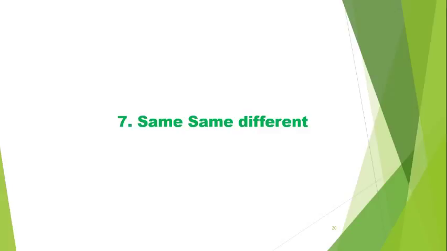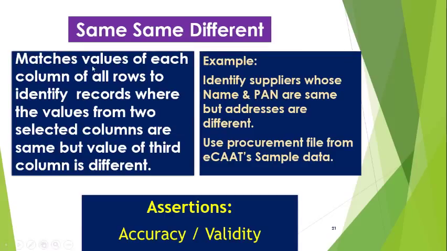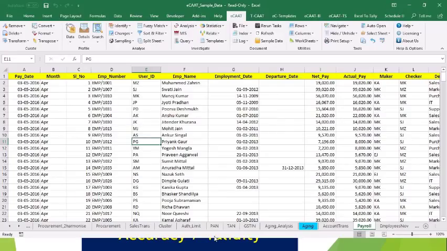Now let's go to same, different. What is same, different? It matches the values of each column of all the rows to identify records where the values on 2 selected columns are same, but the value of the 3rd column is different. For example, I want to identify suppliers whose name and PAN are same, but the addresses are different. So by performing this audit test, I am able to assert and confirm the accuracy and validity of the data. Let us use the file called procurement.